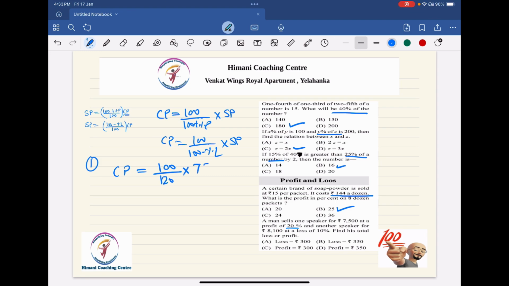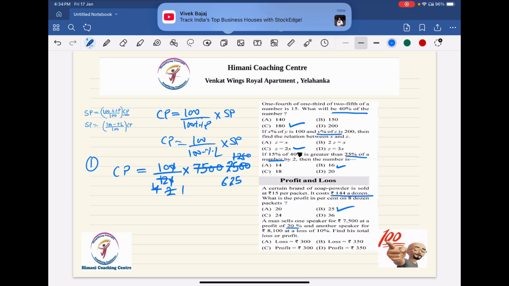And what is the selling price? 7,500. Okay, so the zeros will take care of each other. 3 fours are 12, and you get 3 twos are 6, so 2,500, and then you get 1,250, then 625 into 10. So CP for the first speaker is 6,250.